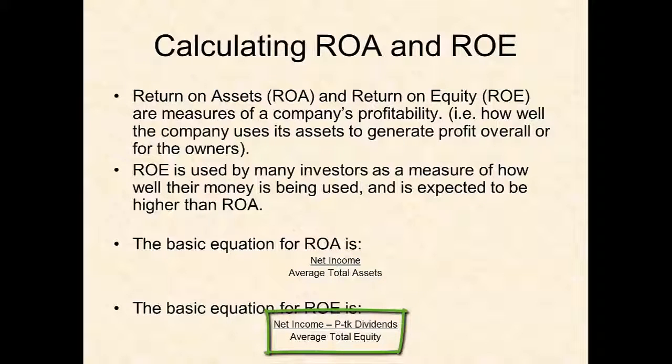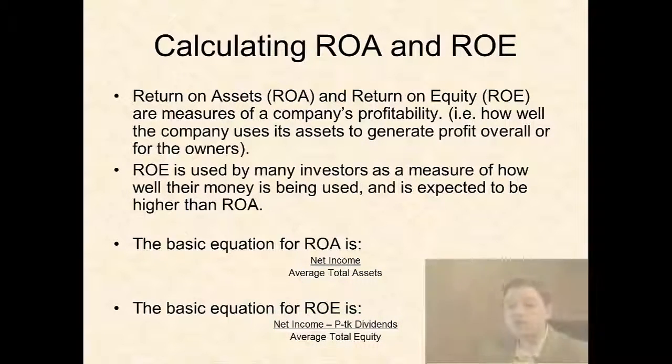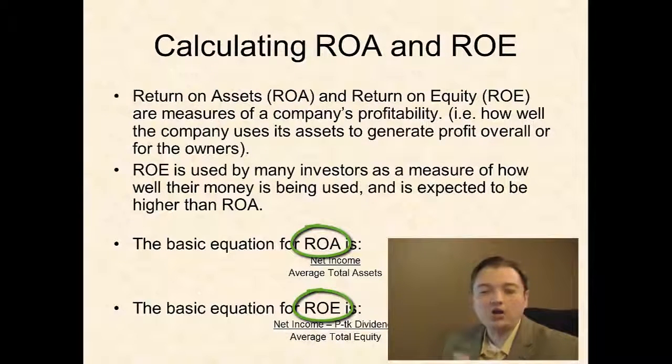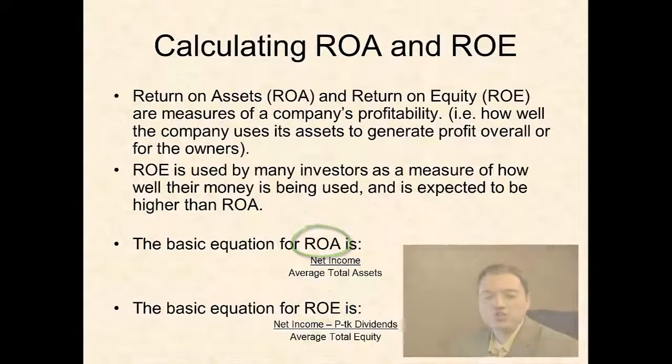And that average total equity then gives us the amount that we're making for our owners instead of just overall on our assets. So rule of thumb here, we want it to be as big as possible because that means we're doing the best we can with our assets and with the equity number. The other rule of thumb with this one is that the return on equity should be higher than the return on total assets. How much higher will depend on the industry that you're in.